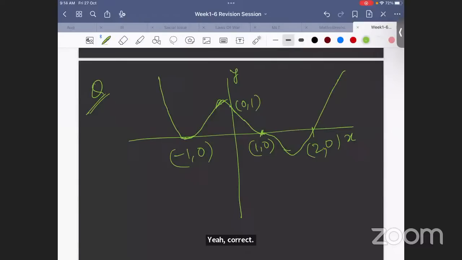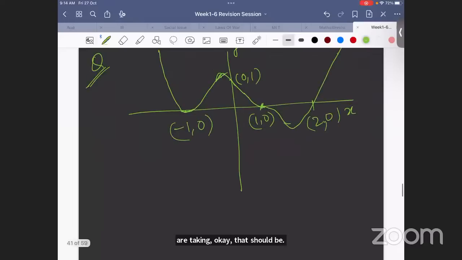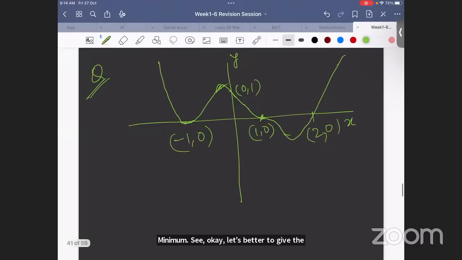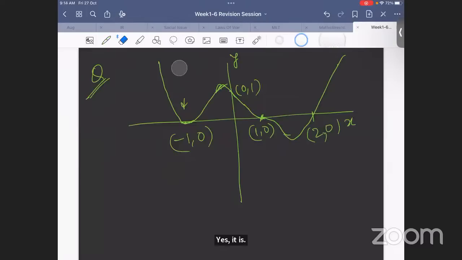And one more thing, whatever even or odd number that you are taking, that should be minimum. See, okay, it's better to give the options. Otherwise, somebody will come and say, yes sir, I'm taking this even number, I'll be taking some 16. Okay, so better to give the options. The options are here.